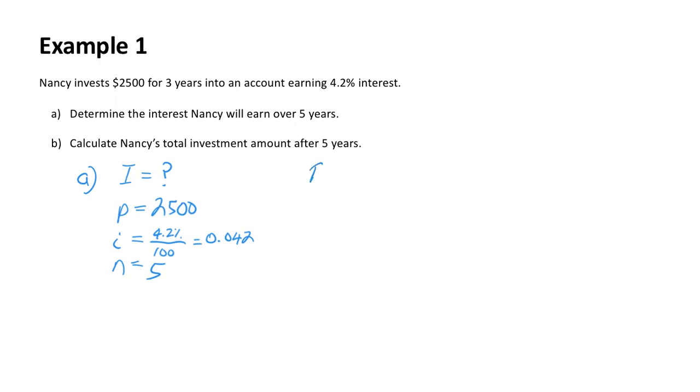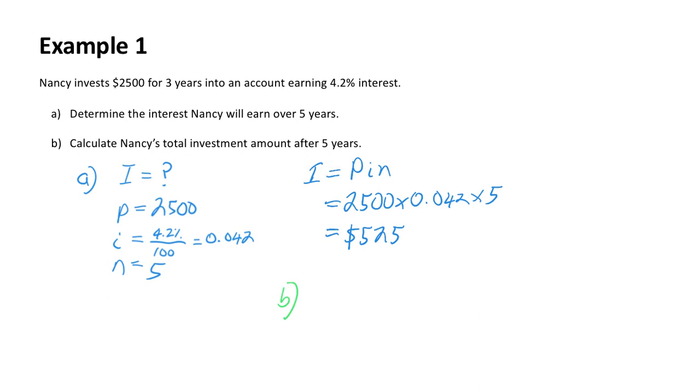Always in maths, I start off with the formula. So I equals PRN. Then I substitute in: 2,500 times 0.042 times 5. Putting it into my calculator, it becomes $525. So over the 5 years, Nancy is going to be earning $525.